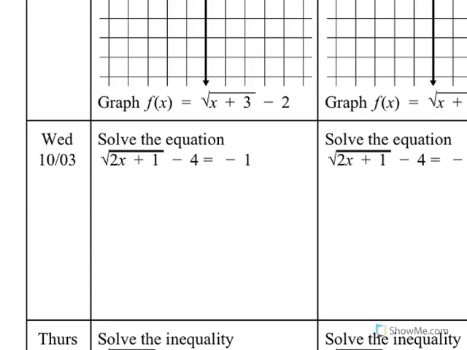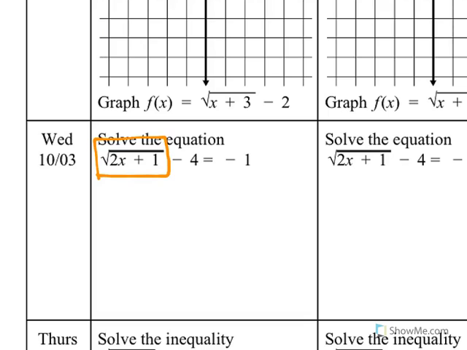Hi, Math 2. Today we're going to review what you learned in class, and that was how to solve a radical equation. So an equation with a square root. So our first step here is we want to get the radical alone. We want to get the square root sign and everything inside of it all by itself.